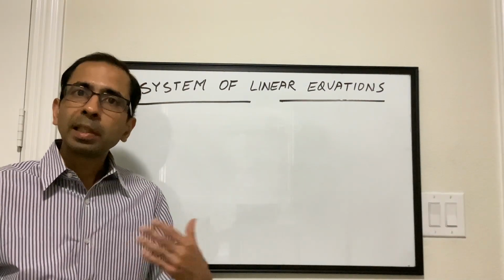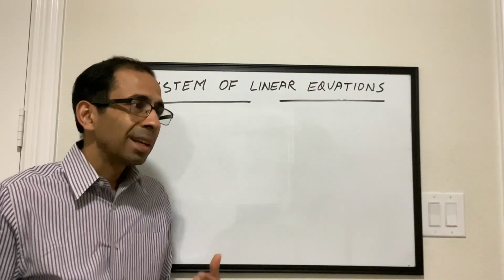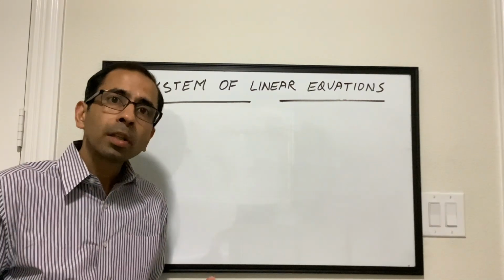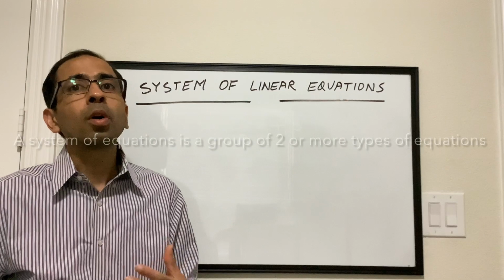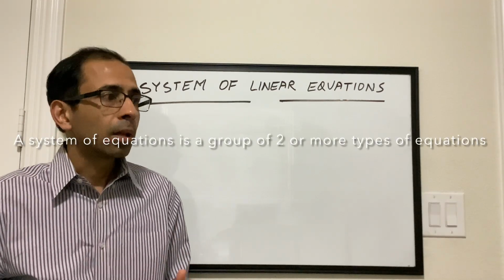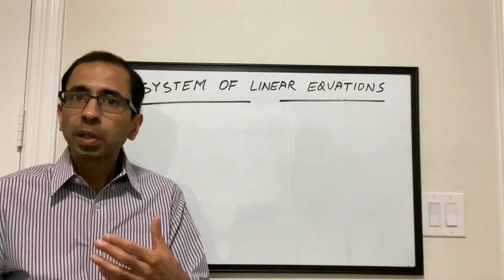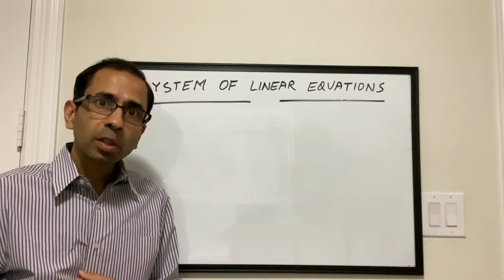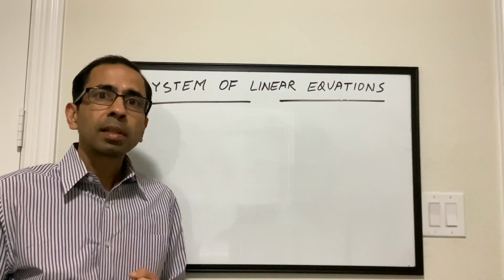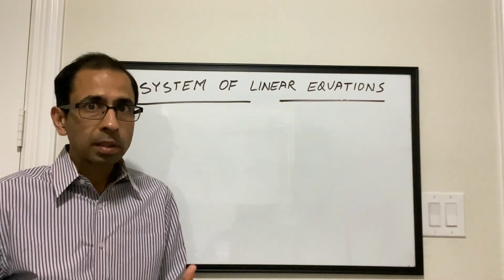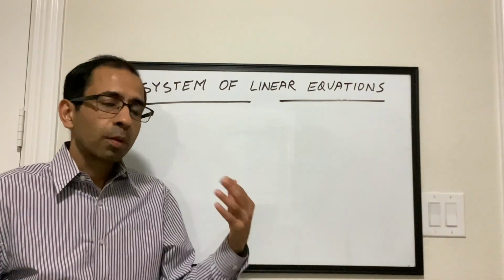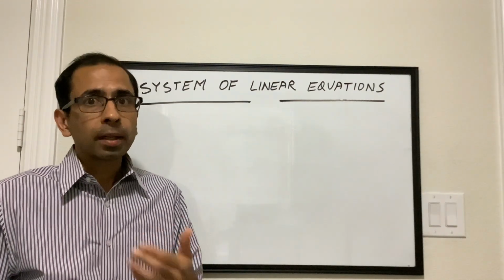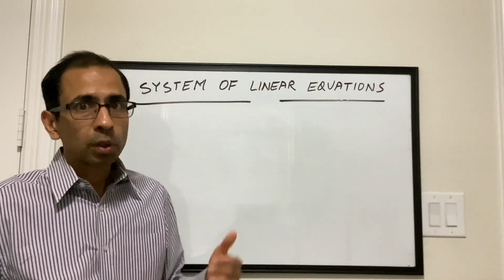Now that we know what a linear function is and what a linear equation is, let's understand what a system of linear equations is. A system of linear equations is essentially a group of two or more equations. That group could be two equations, three equations, four equations, and so on. But for the purpose of our discussion here, we're going to confine ourselves to two equations with two variables. And what are those two variables? The first one is the independent variable x, which is plotted on the x-axis, and the other is the dependent variable y, which is plotted on the y-axis.